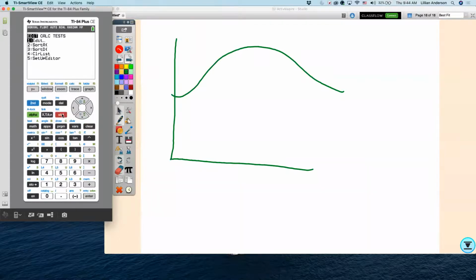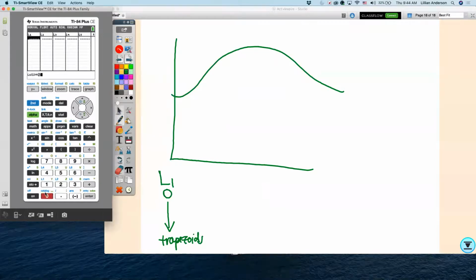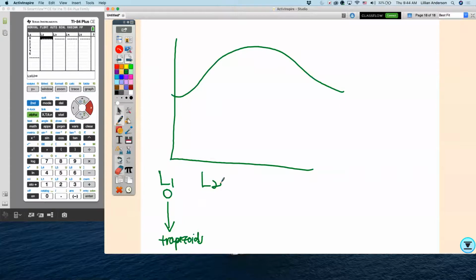So remember, you go to stat, you go to edit, and then in L1, that's when you type in your zero through however many trapezoids they want you to approximate. So if you had 5 trapezoids, it would be 0 through 5. You put those into L1, okay? Then in L2, that's where you needed your X sub I formula, which was A plus IH, okay? H was found by doing B minus A over N. B was your upper bound, A was your lower bound, and N was your number of trapezoids.